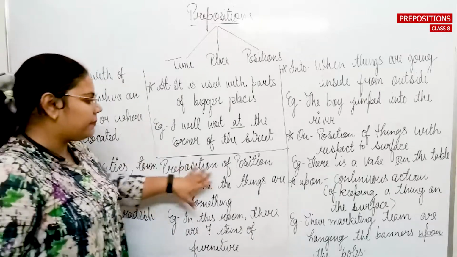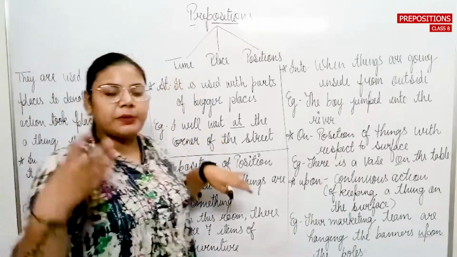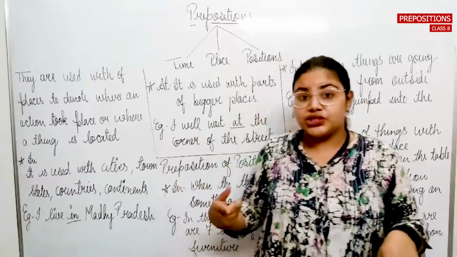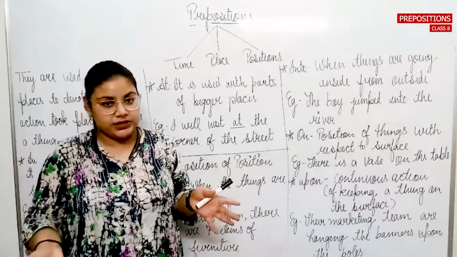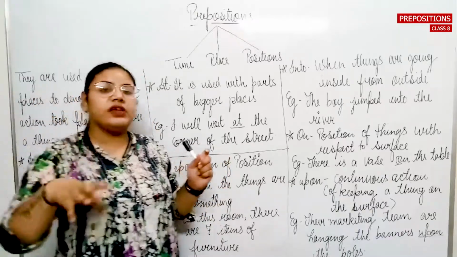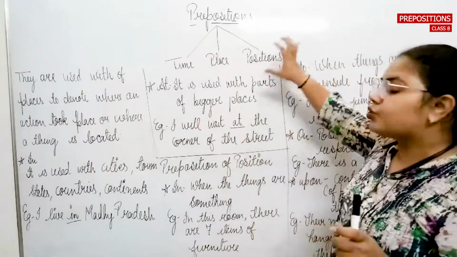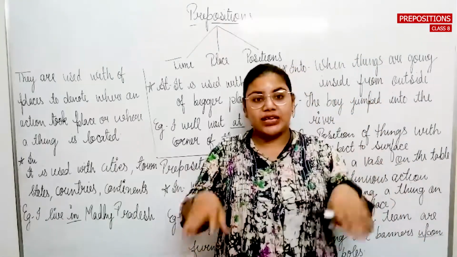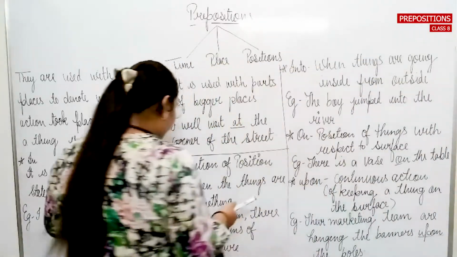Now next we have the preposition of position. In the previous video we did the preposition of time, the words used to say at what time an action took place. Now we have done the place, at which place that action took place. But now we need to talk about the position of that particular thing, where that action has been done. We need to talk about position. So, preposition of position.